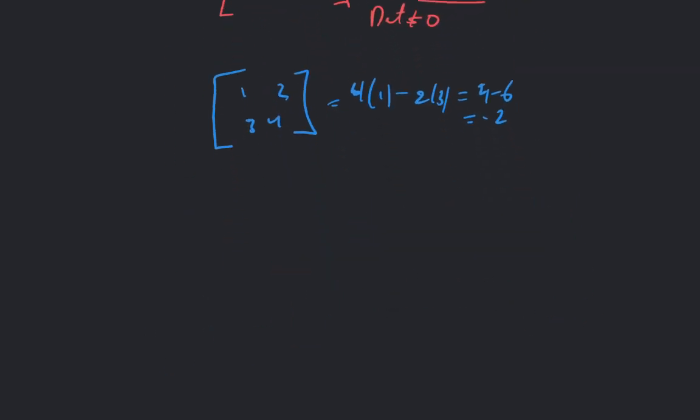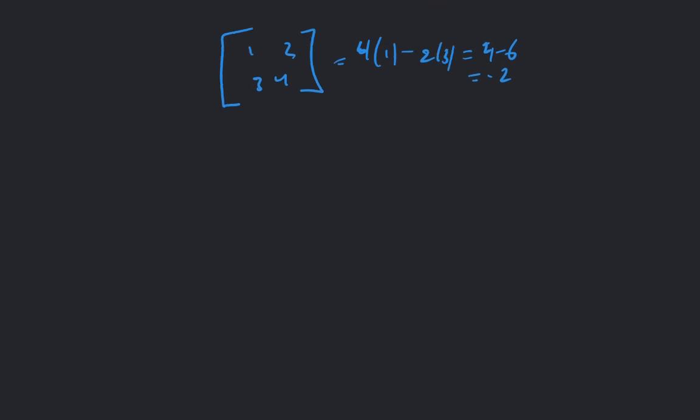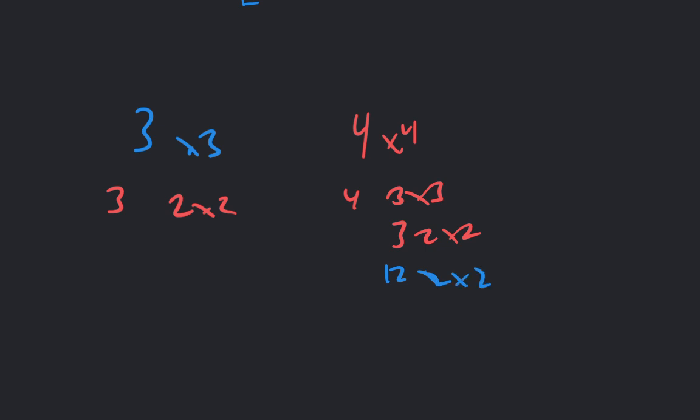For larger matrices, the process will be to basically make smaller matrices and repeat the process. A 3 by 3 matrix will involve 3 2 by 2s, and a 4 by 4 will have 4 3 by 3 matrices, and then you break those down into 3 2 by 2s, and then you'll get eventually 12 2 by 2 matrices.